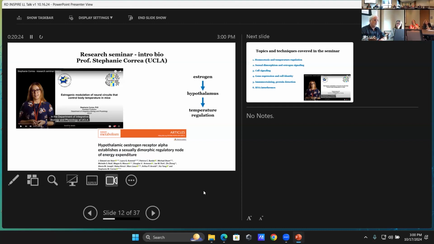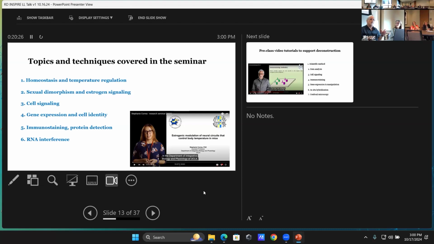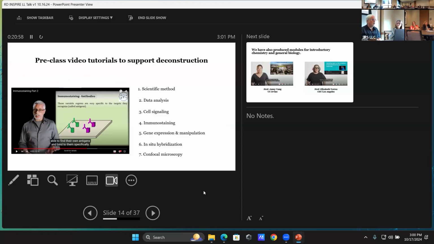In deconstructing this work, you get to touch on a number of topics, some of which are in the intro bio syllabus: homeostasis, cell signaling, sexual dimorphism, gene expression, how gene expression contributes to cell identity, and then some more sophisticated things, like how do we detect gene expression? How do we interfere with it?